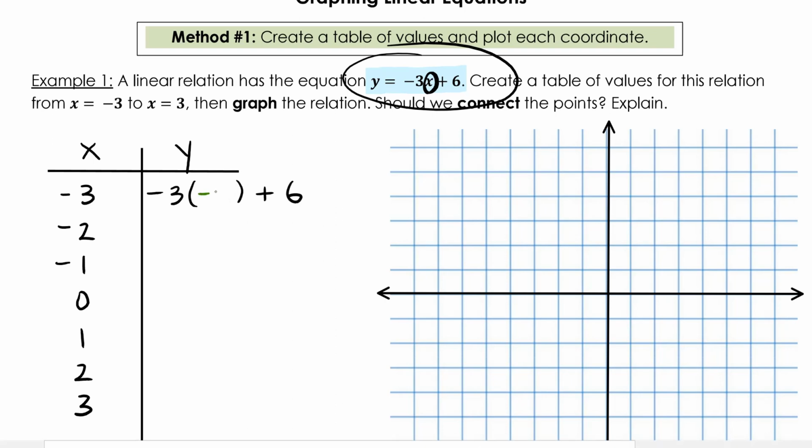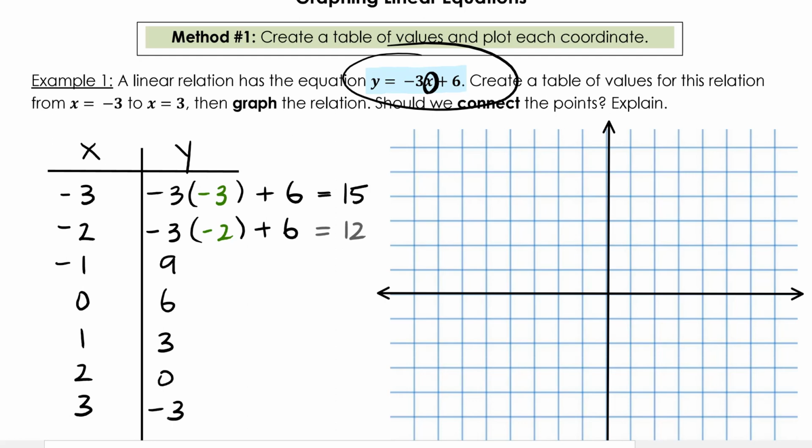Our first x value is negative 3. So negative 3 times negative 3 plus 6 equals 15. We can repeat this process for the remaining entries in the table. Negative 3 times negative 2 plus 6 equals 12. If we continue, we'll have a value of negative 1 pairing with 9, 0 with 6, 1 with 3, 2 with 0, and 3 with negative 3.